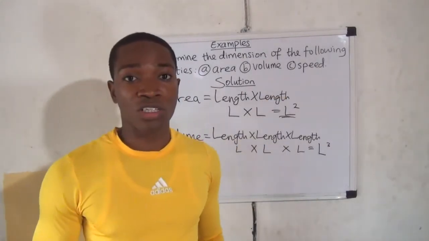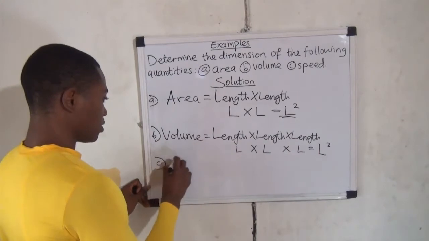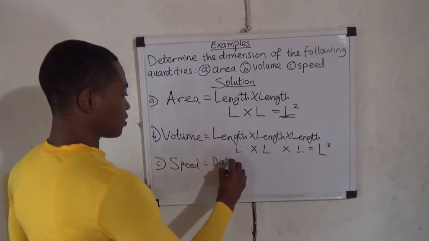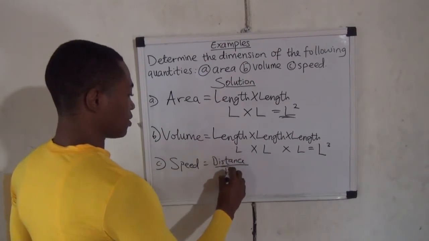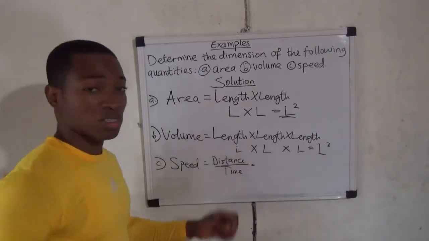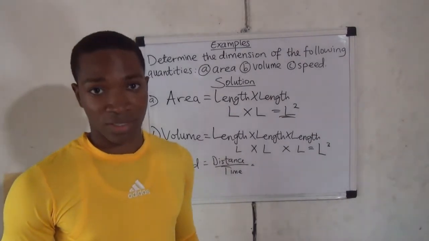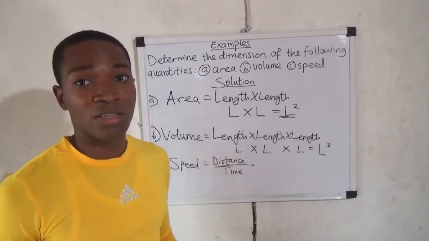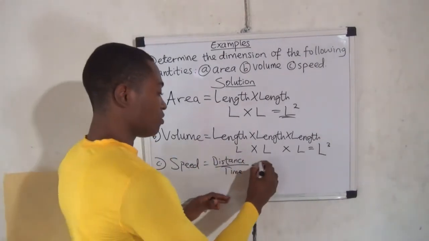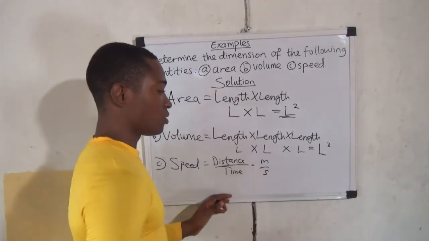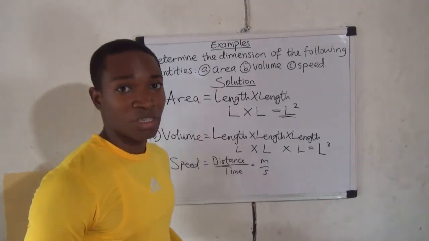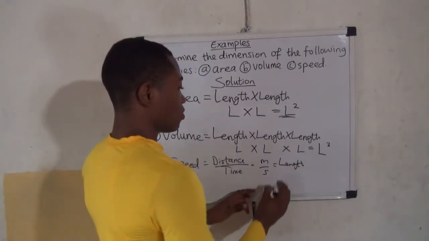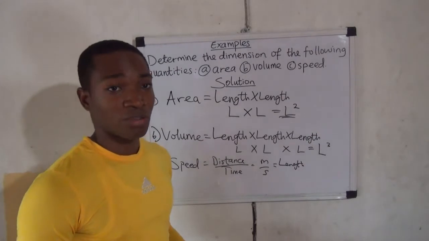The third question is speed. What's the formula for speed? Distance divided by time. What is distance? Distance is also the length, because the unit of distance is meter, right? The unit of time is seconds. What physical quantity has the dimension of meter? That is the length. What physical quantity has the dimension of seconds? That is the time.